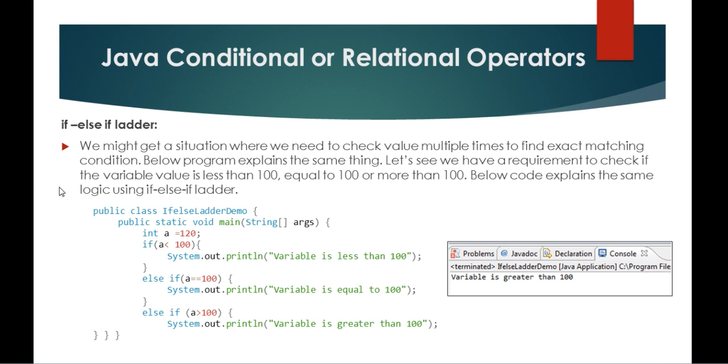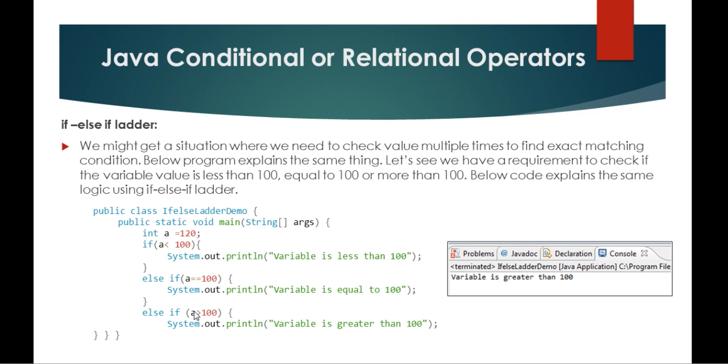So, meron din tayong tinatawag na if-else-if ladder. Dito naman, we had a lot of condition na pwede nating magamit. So, in the if statement, i-check na yung condition na to muna. If A is less than 100, pag false siya, hindi niya i-output, pupunta siya sa another else if. Is A equal to 100? Pag false pa din siya, it will again go to another else if.